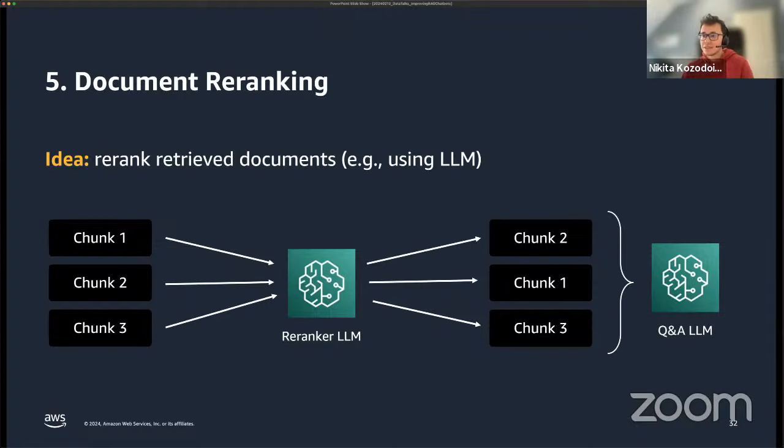Right. So that was the end for the 5th technique that I wanted to share. As I mentioned, there are many different techniques out there. So these are just 5 that are popular and established in practice and tend to work quite well in terms of improving the retrieval quality based on my experience.